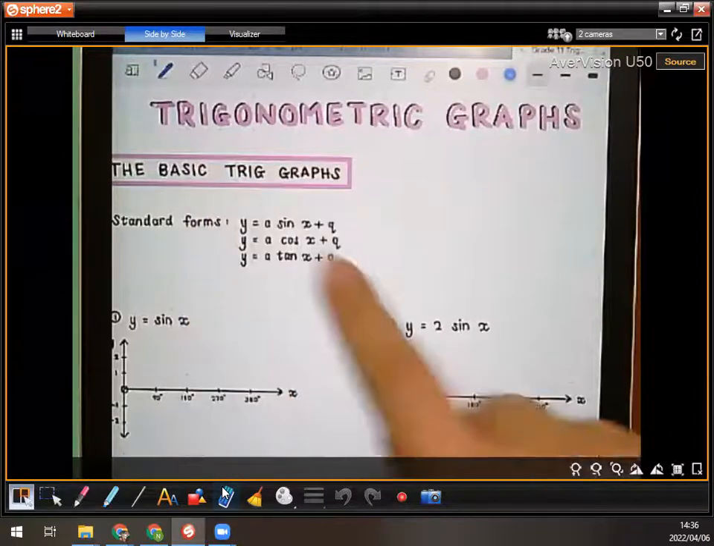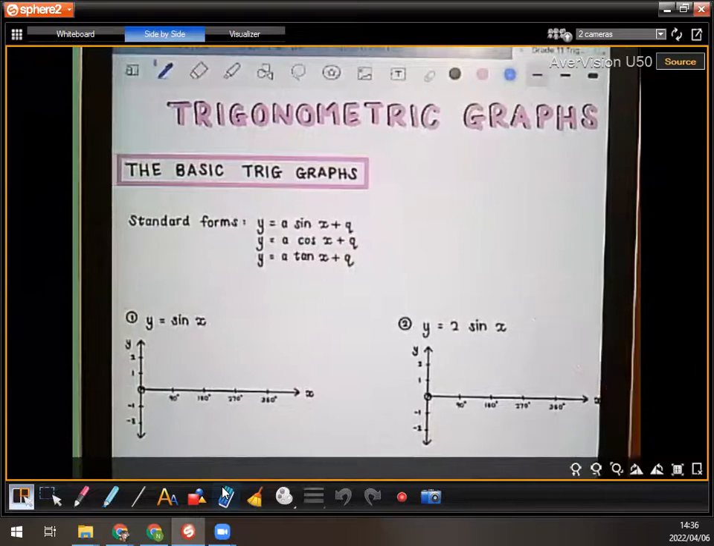And then you can write down the basic trig graphs. Standard forms. We're going to do some work here on the side now. I'm going to write some extra little bit. And then we're just going to do a whole bunch of graphs very quickly. I'm going to show you how to use the calculator to help you basically plot all of your points. Not that bad.